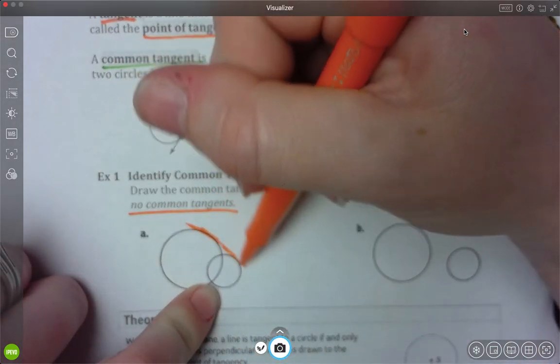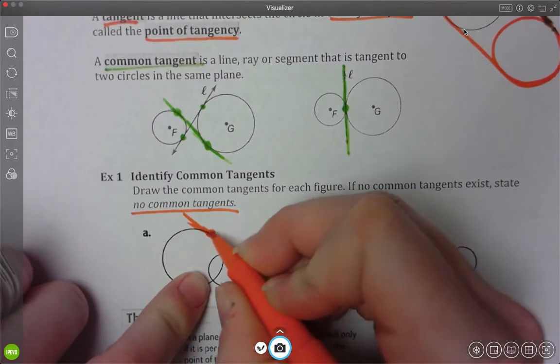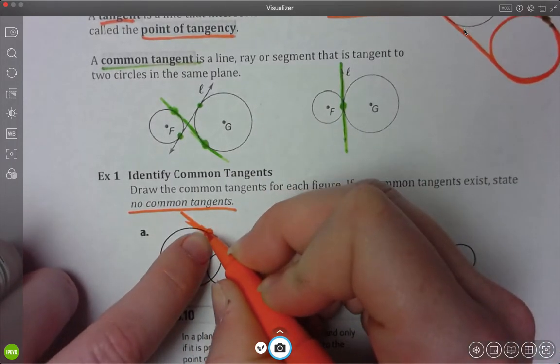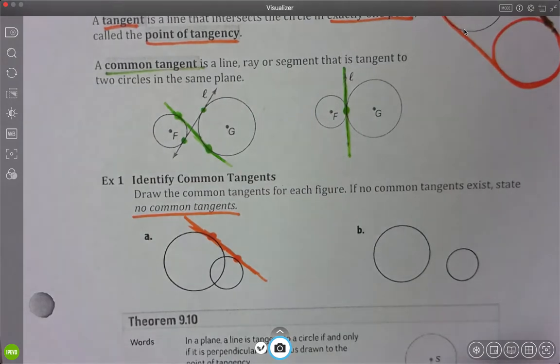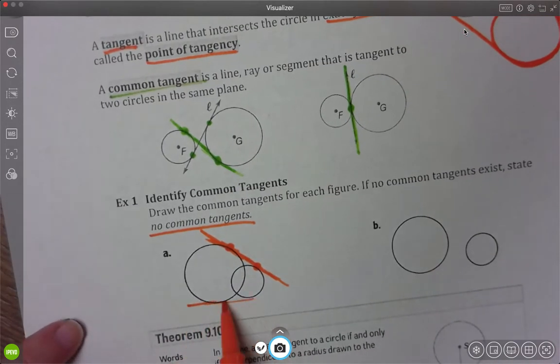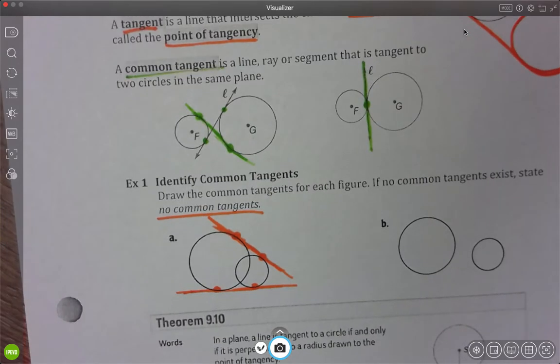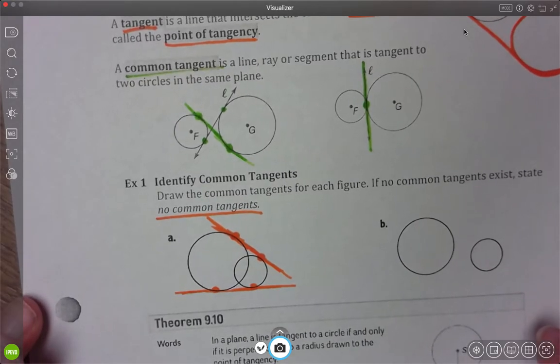If I slant it, trying to make it as straight as possible, and put a point here and a point here, it's just barely touching that circle and veering off. So that's one common tangent that I could draw. I could also draw one down here at the bottom, touching here and here. That's another common tangent. I think those two are the only ones that exist like that, and those give me two common tangents.